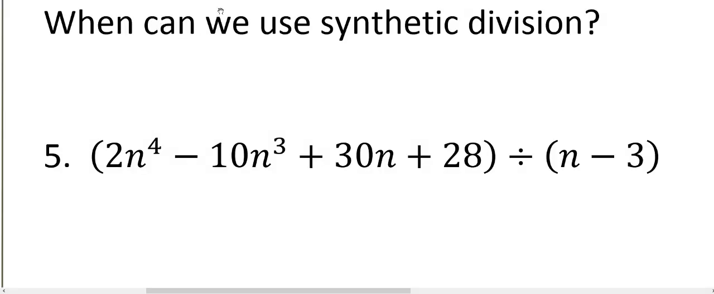Well, the question might be, when can we use synthetic division? When they have a polynomial function, which is right here, polynomial, when you're dividing it by a linear term. This is linear because it's to the first power. If it was n squared or n to the third, I could not use it. So you would have to use long division in that case. Okay, but because this is linear, I can now use it.